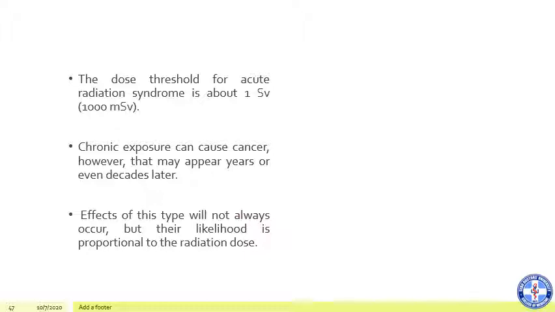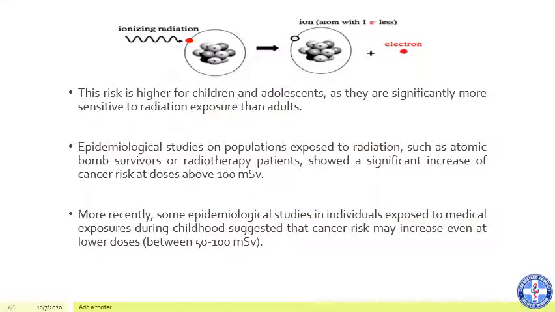Chronic exposure can cause cancer, however, that may appear years or even decades later. Effects of this type will not always occur, but their likelihood is proportional to the radiation dose. The risk is higher for children and adolescents, as they are significantly more sensitive to radiation exposure than adults. Epidemiological studies on populations exposed to radiation, such as atomic bomb survivors or radiotherapy patients, showed a significant increase of cancer risk at doses above 100 millisievert. More recently, some epidemiological studies in individuals exposed to medical exposure during childhood suggest that cancer risk may increase even at lower doses, between 50 to 100 millisievert.